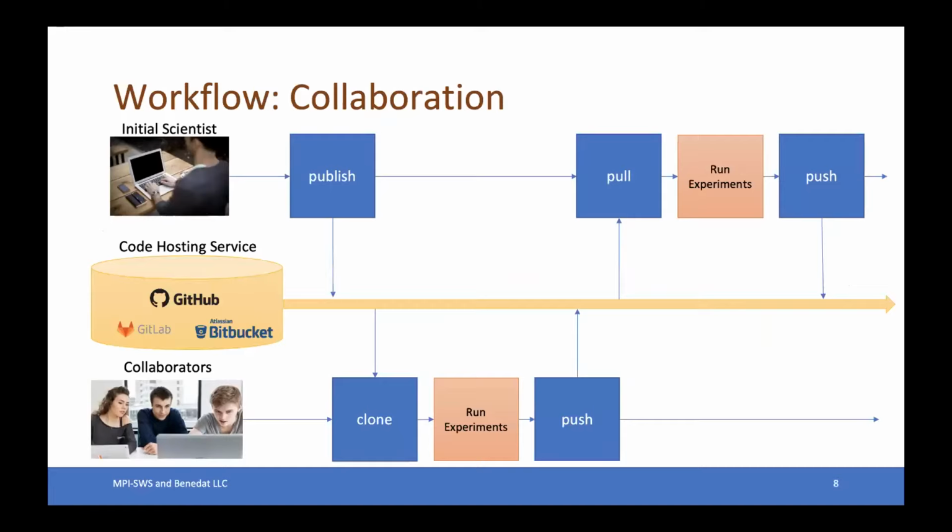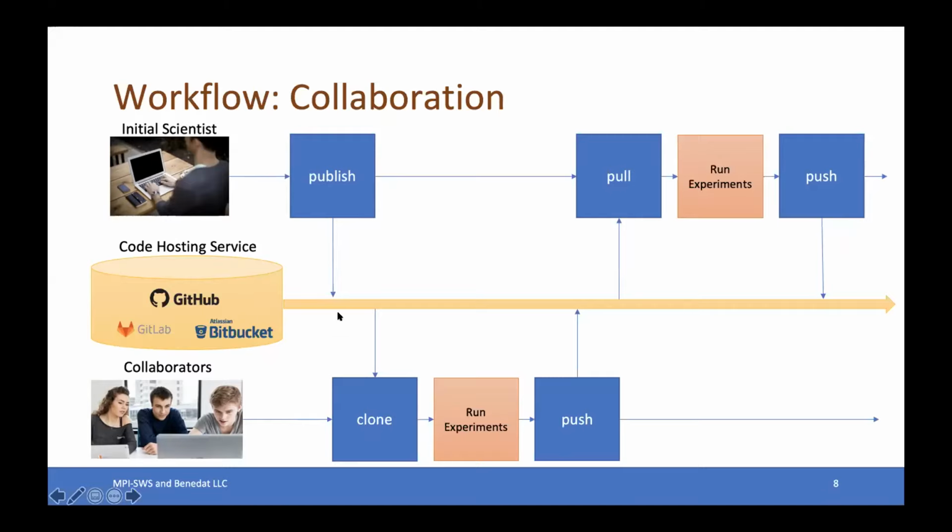And then when you want to collaborate, because the metadata is a Git repository, we can host that on any code hosting service like GitHub or GitLab. That could be either in your own environment or the public cloud. So there's a publish command which will push that up to the code hosting service.